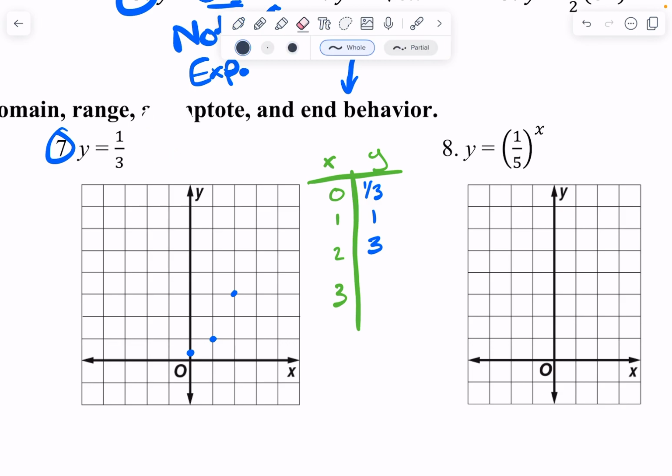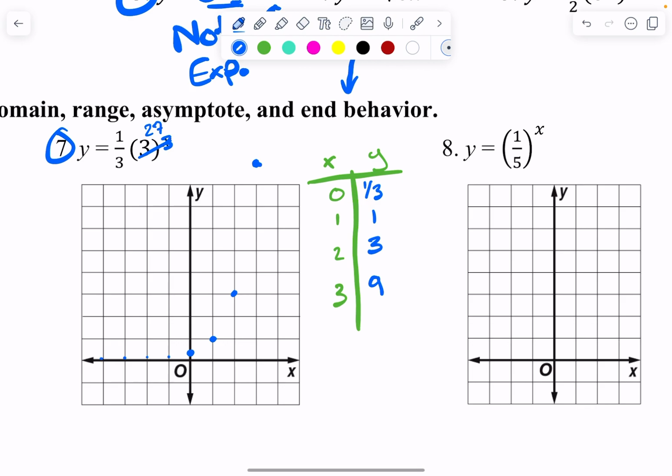If I plug 3 in, 3 cubed is 27, and 1/3 times 27 is 9. So 2, 4, 6, 8, 9 is right here. Okay, and I'm going to stop there because I'm going to go off the graph. If we plug in numbers on the left side of 0, he's just going to go like this. He's going to go down, down, down.